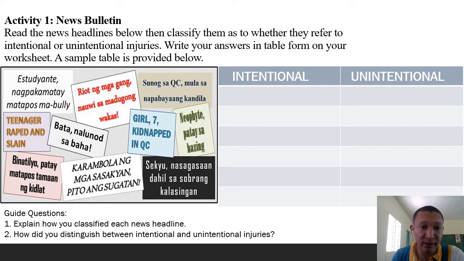So, ang nakalagay dito, estudyante nagpakamatay matapos mabuli. Yun, intentional or unintentional? Teenager, rape and slain. Binatilyo patay matapos tamaan ng kidlat. Riot ng mga gang, naawi sa madugong wakas. Bata nalunod sa baha. Karambola ng sasakyan, 7 ang sugatan. Sunog sa Quezon City, mula sa napabayaang kandila. Girl 7 kidnapped in QC. Neophyte patay sa hazing. Siklista nasagasaan dahil sa sobrang kalasingan. So, alin kaya dyan ang intentional at unintentional?